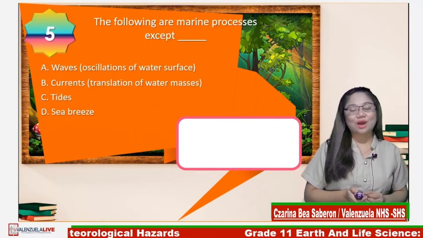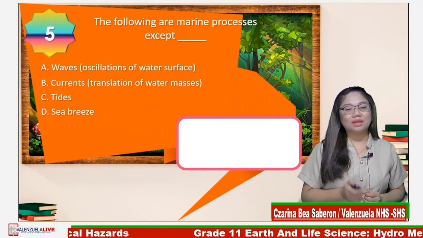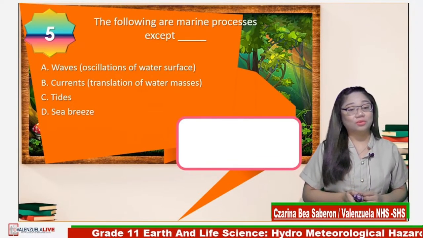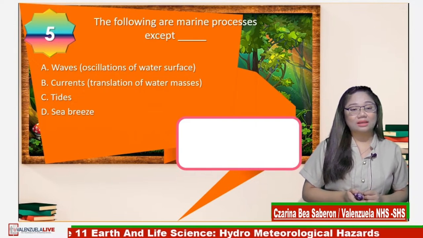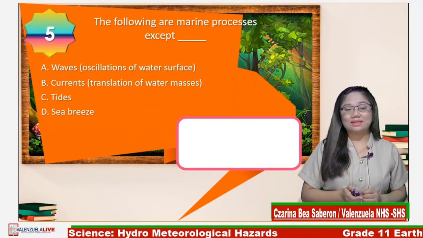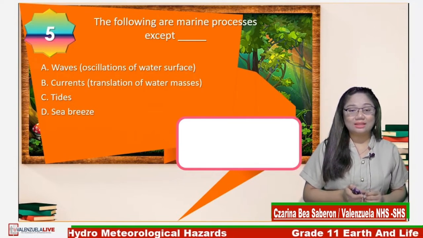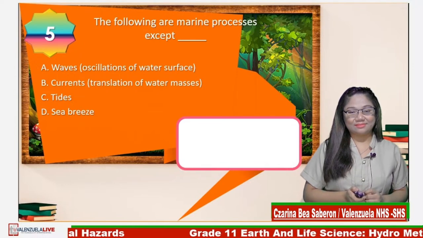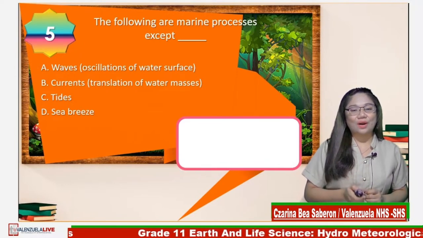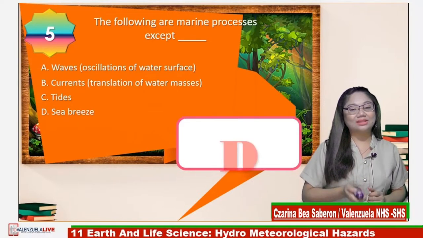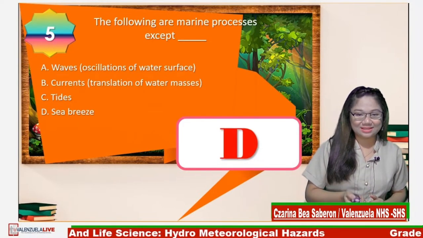Now, down to our last item. The following are marine processes, except for A, waves, B, currents, C, tides, or D, sea breeze. All right, so all are marine processes except for letter D, sea breeze.